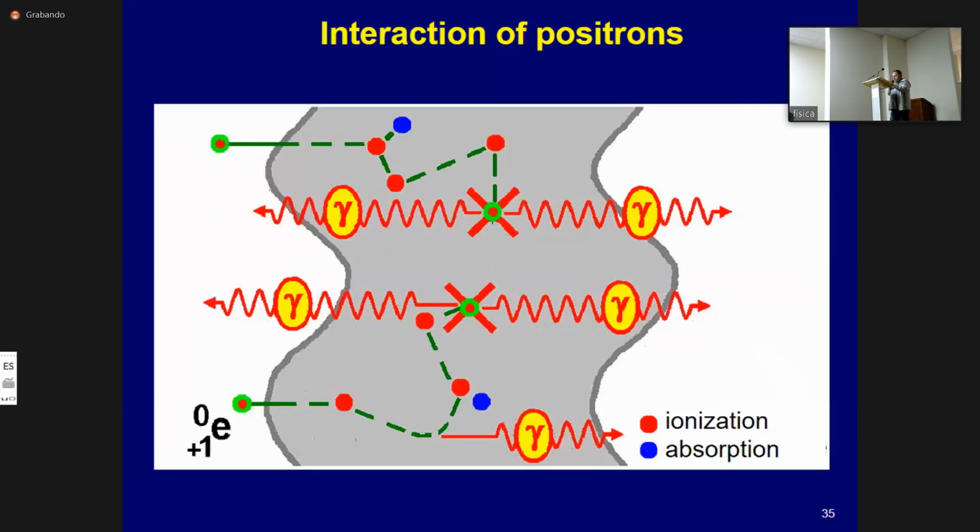For positrons, all is the same as for electrons, but we have a little addition. We have to mention here the annihilation. It is the only interaction that distinguishes between positrons and electrons. During annihilation, the mass of the electron and the positron is converted into energy in the form of two gamma quanta with energy 511 kiloelectron volts.